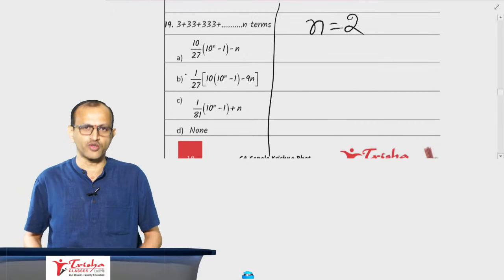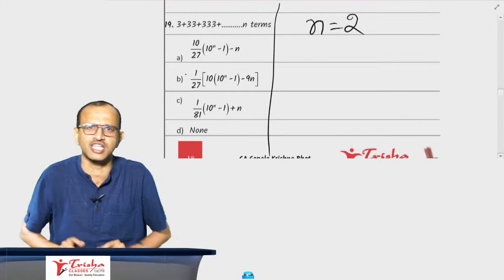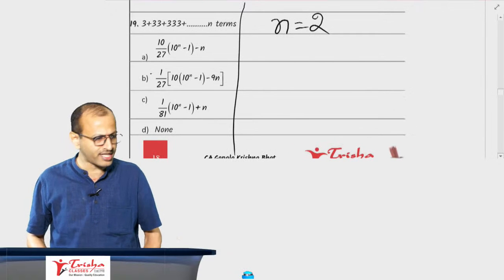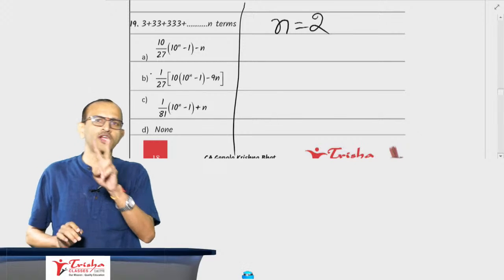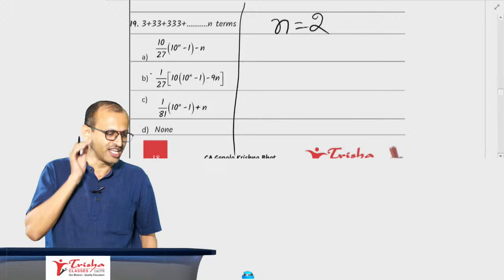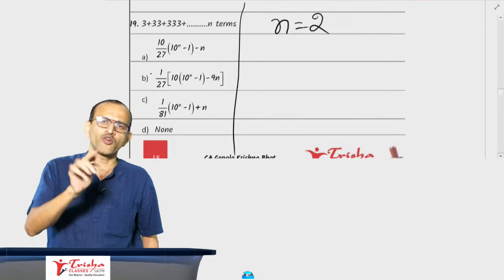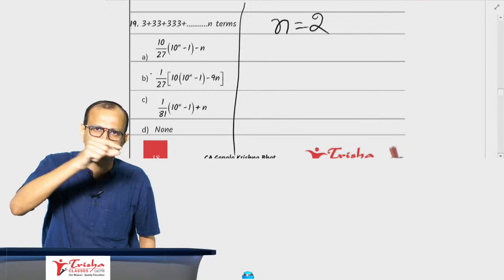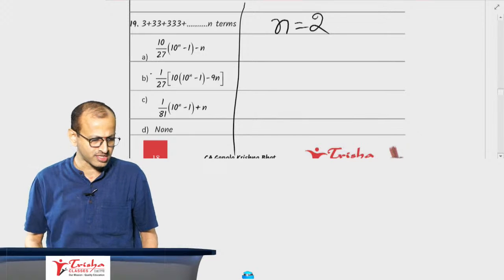Number of terms are 2. There are only 2 terms in the sequence. Tell me what should be the question. You have to tell me only 2 terms in that big expression. Any term you can take. Take only 2 terms in the 333 series.